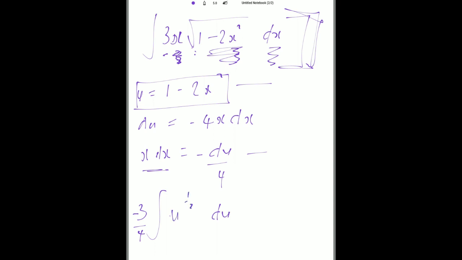So integrating that expression gives us what? We're given negative 3 over 4 times the integral, that will be 2 over 3 times u to the 3 over 2, plus our constant of integration. Now, if we were to substitute the fact that u is equal to 1 minus 2x squared in that expression, the final answer would be negative (1 minus 2x squared) to the 3 over 2, all over 2, plus our constant of integration.